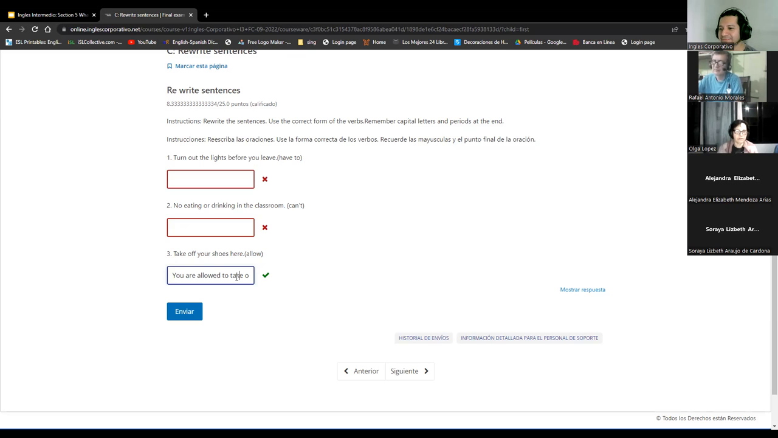¿Y por qué le quita el here? A saber. No sé quién puso la respuesta aquí, pero la respuesta es como dice Rafael. Así, you are allowed to take off your shoes. Punto y sin el here. Entonces, you are allowed to, with contraction, you're allowed to. Debe de salir bien. Y quitarle el here, ¿verdad?